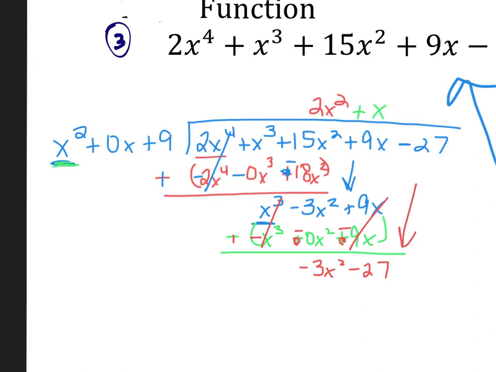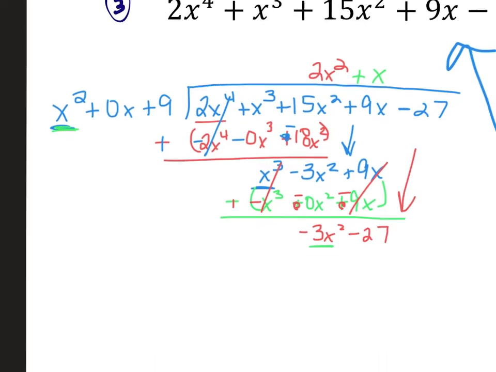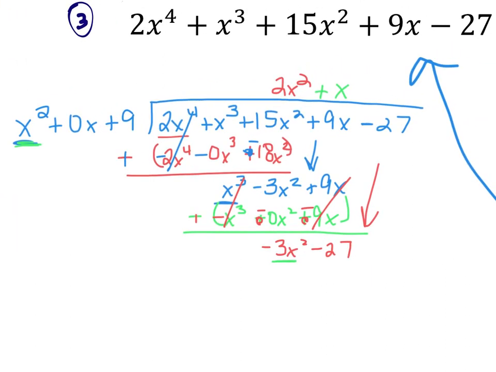Again, first term into first term. So x squared times what gives me negative 3x squared? That's going to be negative 3. So get your subtraction ready. Negative 3 times x squared is negative 3x squared. Negative 3 times 0x is 0, so we don't have to put anything. And then negative 3 times 9 is negative 27. Get your subtraction all done, and you're left with 0 remainder.